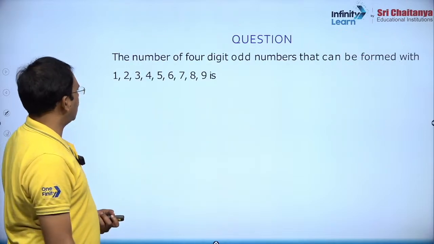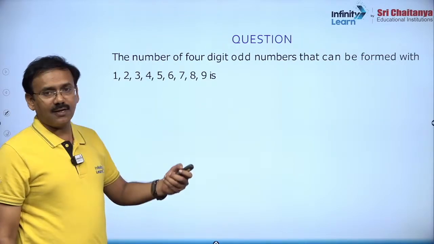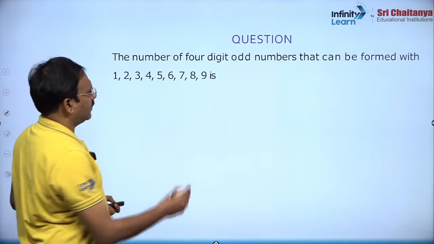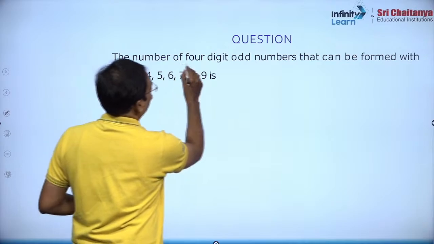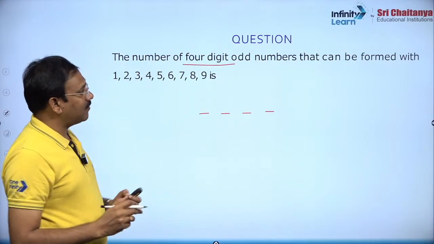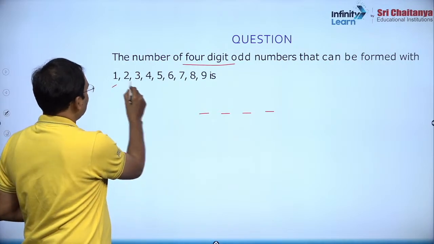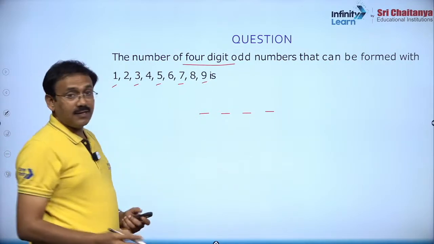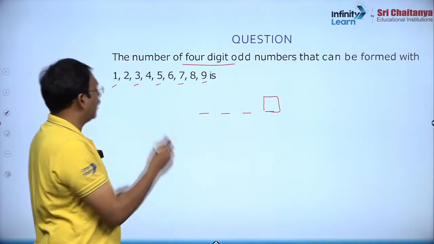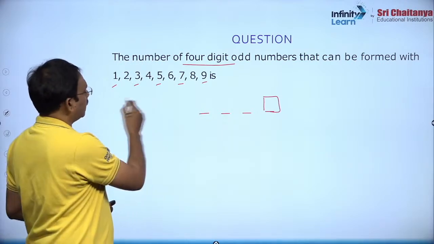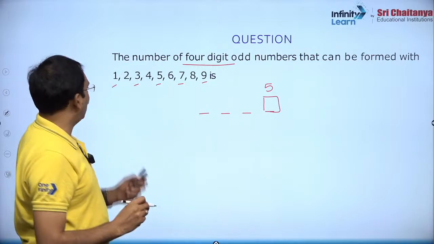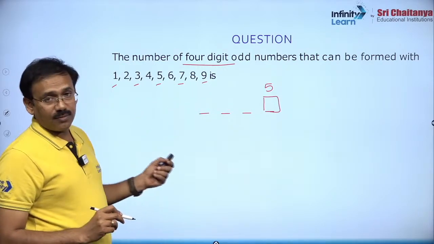The next, dear students, the number of 4-digit odd numbers. Such questions can easily be answered with the help of box logic. I want to form a 4-digit odd number, so put 4 boxes. Odd number means, you see, 1, 3, 5, 7, 9. There are 5 odd digits, so the last place must be filled with one of these digits, dear students. There are 5 digits, so this can be filled in 5 ways.